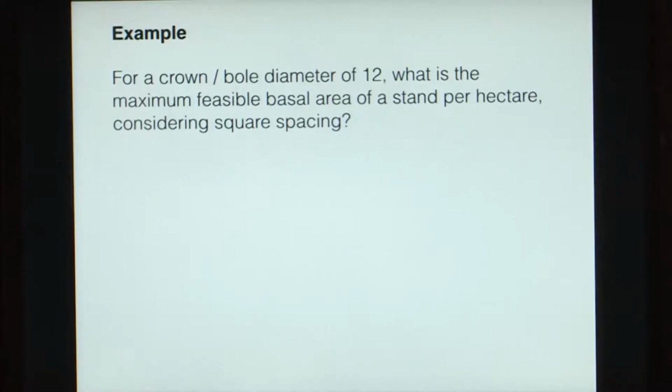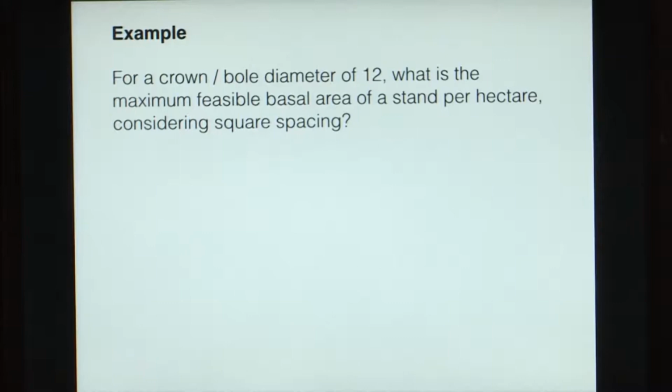We are told that if the stem has a diameter of 1 meter, then the crown has a diameter of 12 meters. But we do not know the actual diameters of the bole or the crown, we are just given a ratio, and we are considering that this ratio is fixed for every tree, which is generally the case in a stand. So, for a fixed crown to bole diameter of 12, what is the maximum feasible basal area of a stand per hectare?